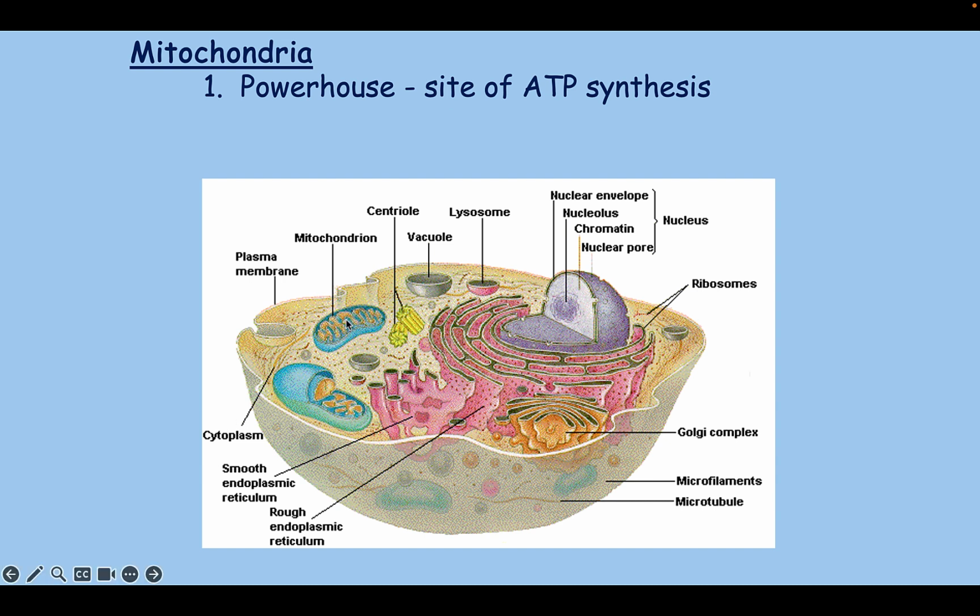Okay, so the mitochondria is where we make ATP. ATP provides our cells energy. It's the energy currency. And the mitochondrion has two membranes, an outer membrane and an inner membrane. And that inner membrane is highly folded. All these things are important that you know.